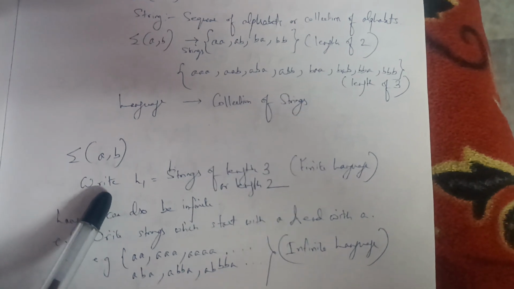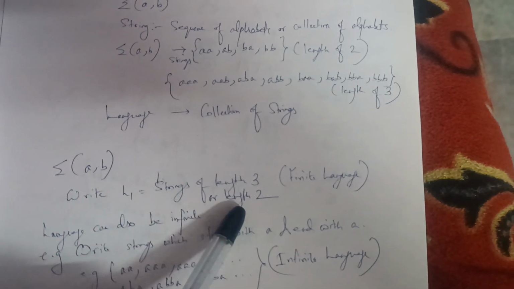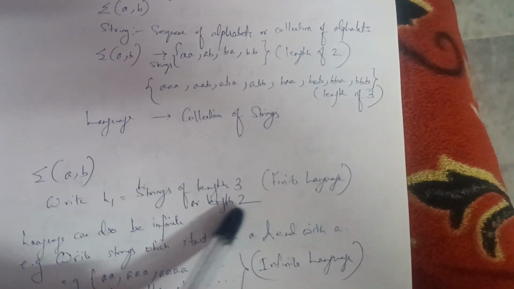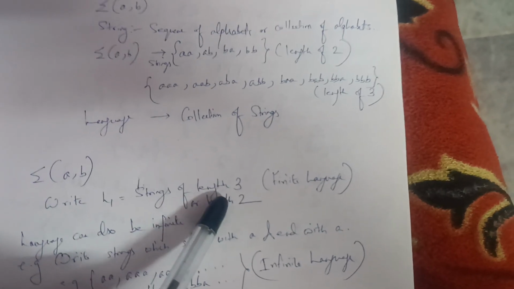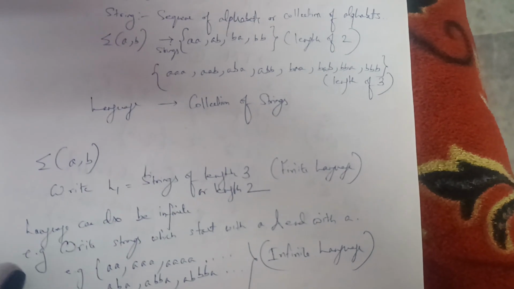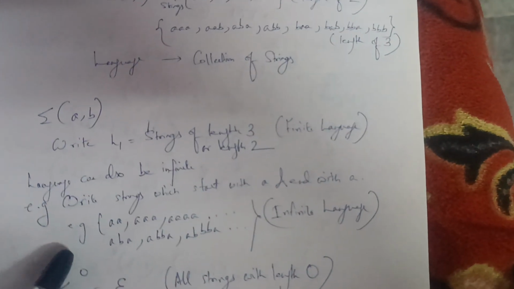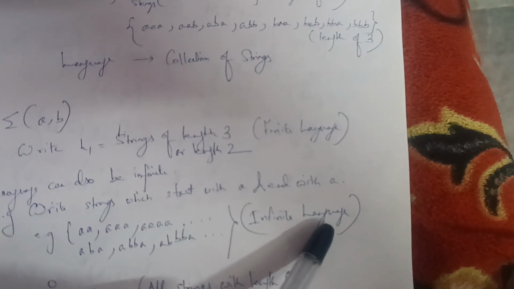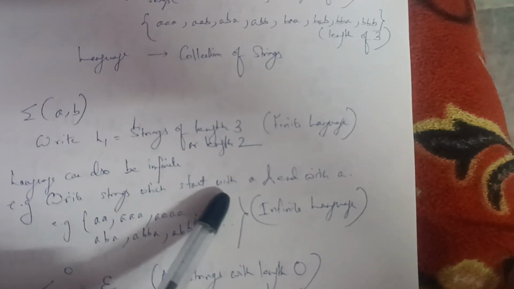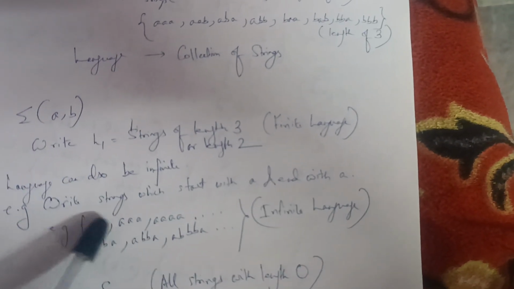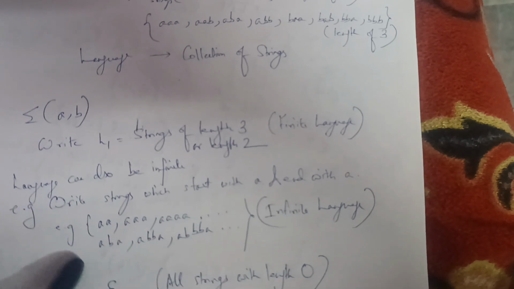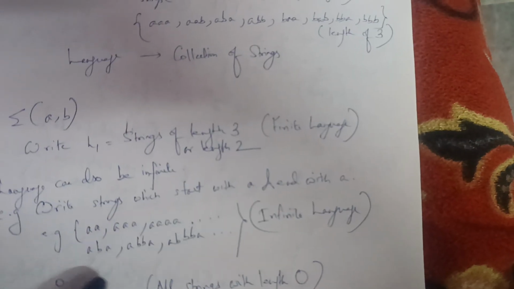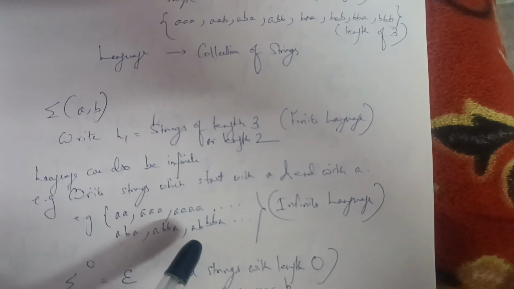Suppose we write L1 equal to strings of length 3 or length 2. This is an example of a finite language because it mentions that the length should be 3 or 2. Languages can also be infinite. For example, AAA, AAAA, and so on. If they ask you to write strings which start with A and end with A, it can be any string like AA, AAA, AAAA or ABA. You get the point. This is an example of an infinite language.